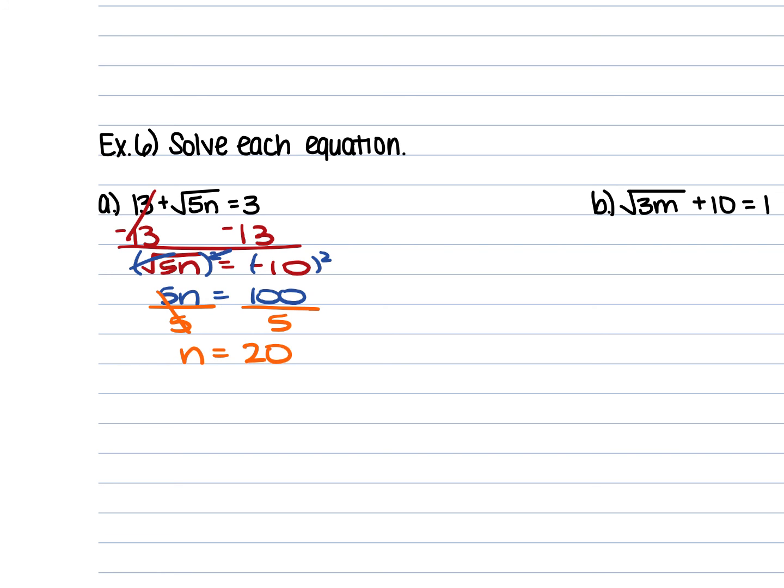Now, if you were to plug this in, you have 13 plus the square root of 5 times 20 is equal to 3. This becomes 13 plus the square root of 100. And 13 plus 10 does not give us 3. So this here is also an extraneous solution.